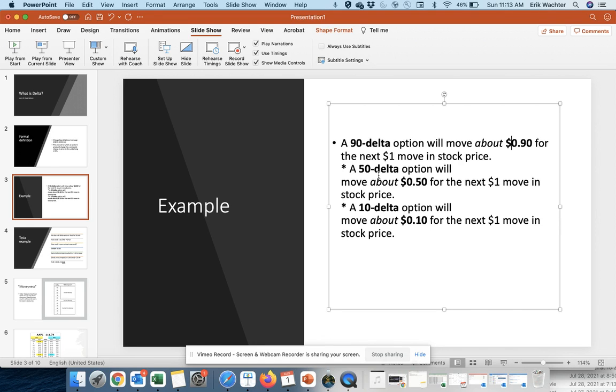Let's do it with a 50 delta option as well. For every $1 move in the stock price, the contract will move in price 50 cents. Same thing with a 10 delta option. With every $1 move in stock price, you will get a 10-cent move in the contract. If the stock price goes from 100 to 110, a 10-point move, a 10 delta option would now be worth $1 more, because 10 times 10 cents is $1.